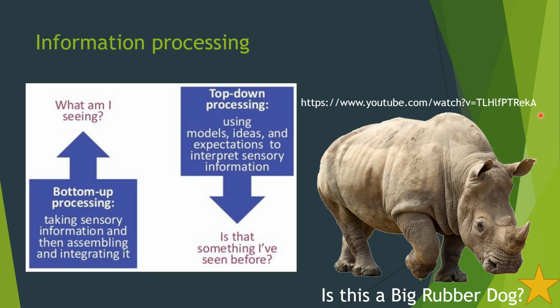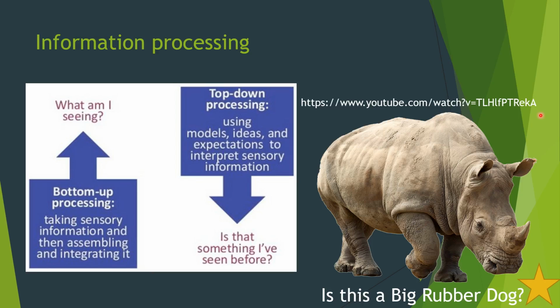In this case, you're using top-down processing and bottom-up processing to understand the world around you. You've never seen the rhino, so you use your existing knowledge about dogs and rubber to come up with a name for it, figure out kind of what it might be like. And you're using bottom-up processing to see the visual information and understand that it's something you've not seen before, but it does make some sort of sense.